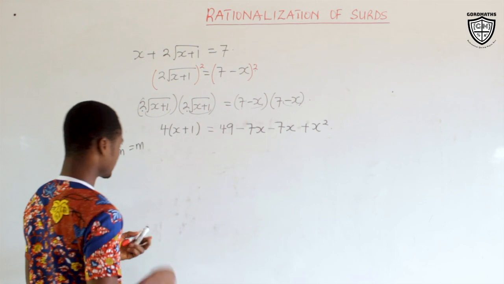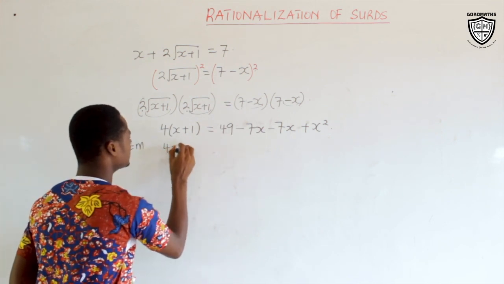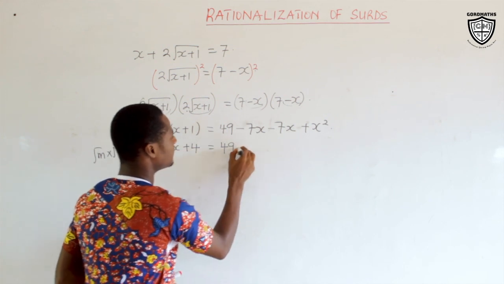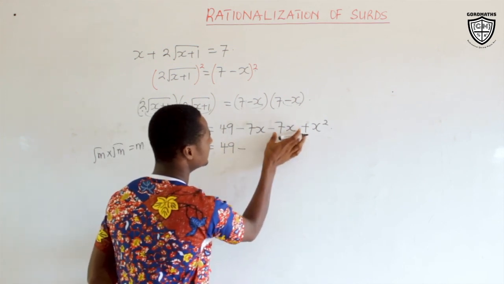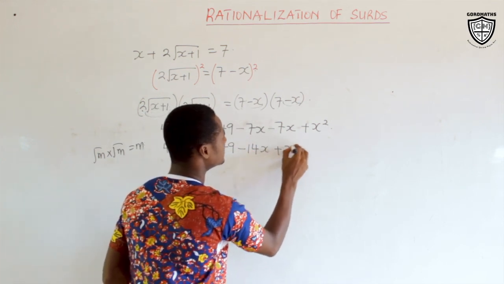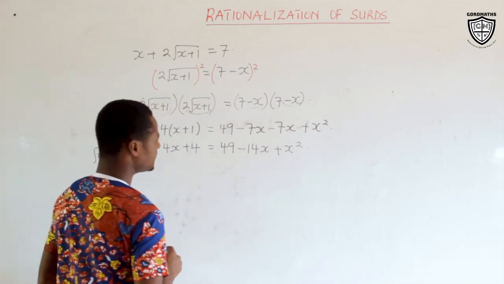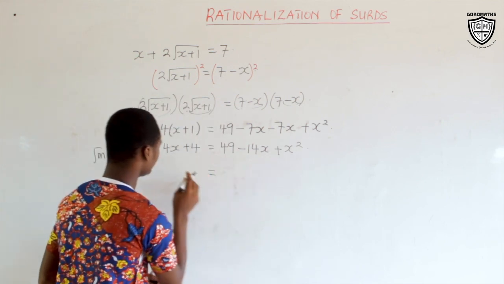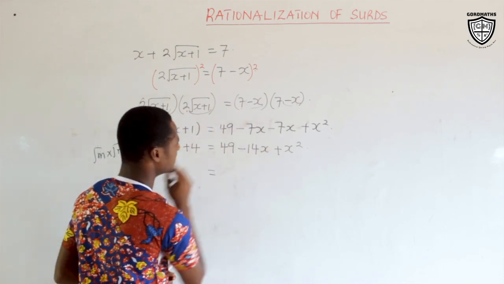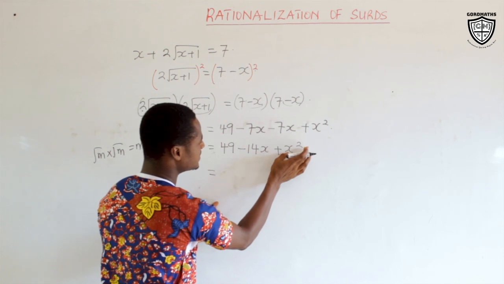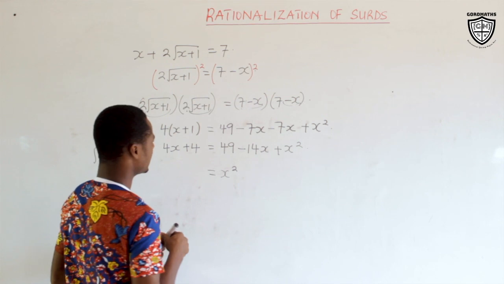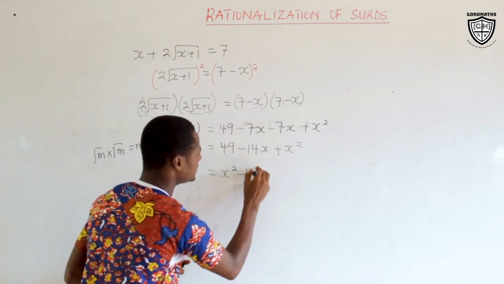Then expanding the bracket at the left hand side, we have 4x plus 4 giving us 49 minus 7x, and then minus 7x will give us minus 14x, then plus x squared. Let's put like terms together. We have 4x at that side, so we send it there, and then we have 49, we send this one to there. And then since this is a quadratic equation, it must start with the highest power. So x squared, then minus 14x.